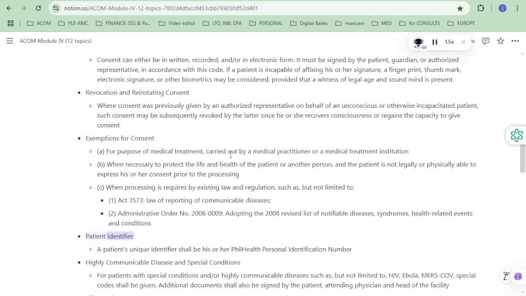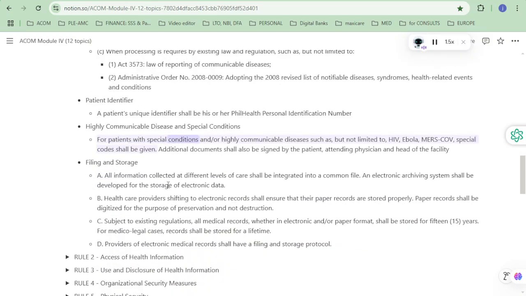Patient Identifier. A patient's unique identifier shall be his or her PhilHealth Personal Identification Number. Highly communicable disease and special conditions. For patients with special conditions and/or highly communicable diseases such as, but not limited to, HIV, Ebola, MERS-CoV, special codes shall be given. Additional documents shall also be signed by the patient, attending physician, and head of the facility.